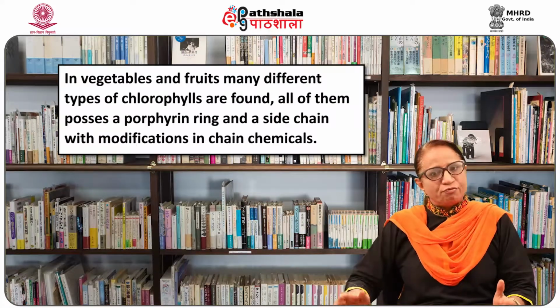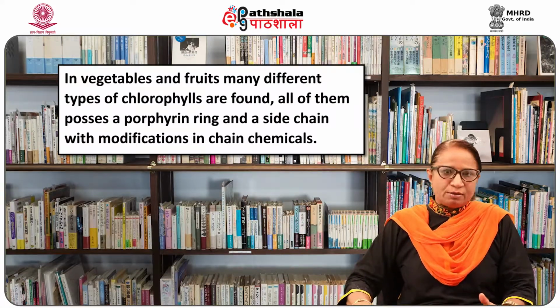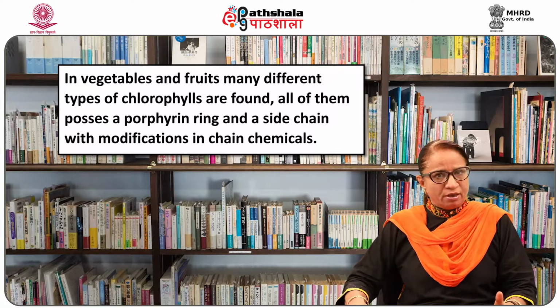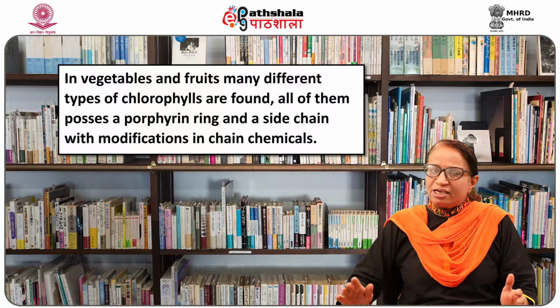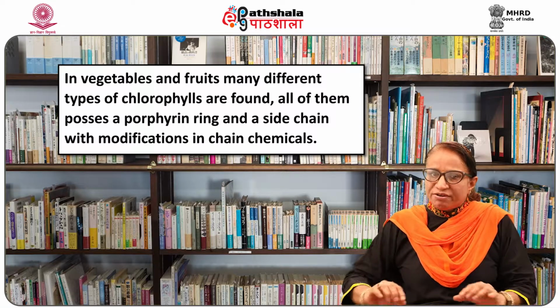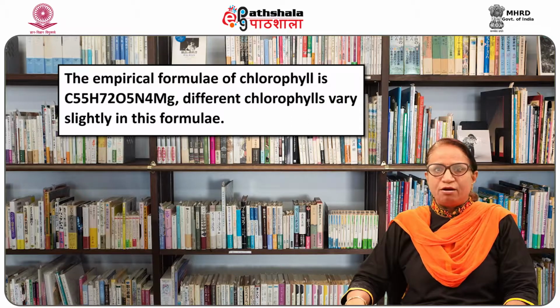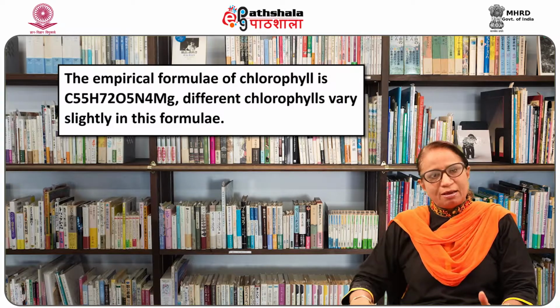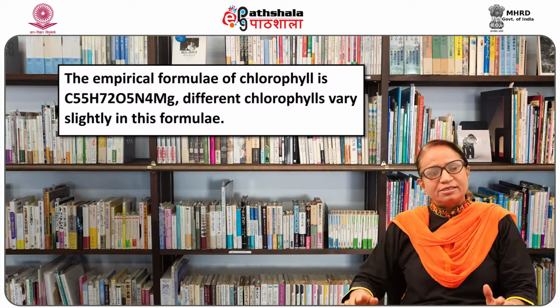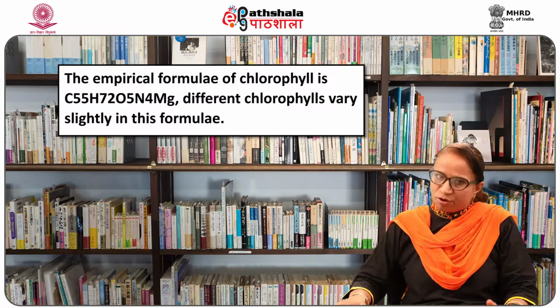In vegetables and fruits, many different types of chlorophylls are found. All of them possess a porphyrin ring and a side chain with modifications in chain chemicals. The empirical formula of chlorophyll is C55H70MgO6N4. Different chlorophylls vary slightly in this formula.